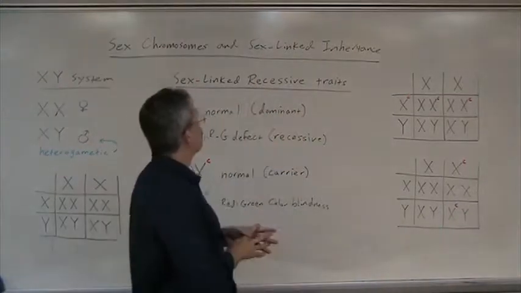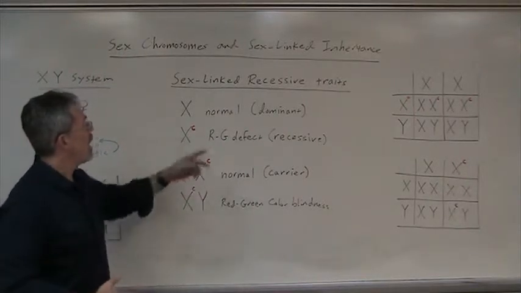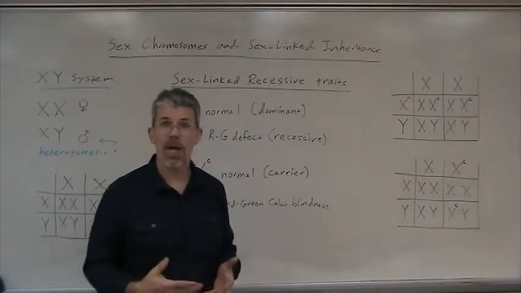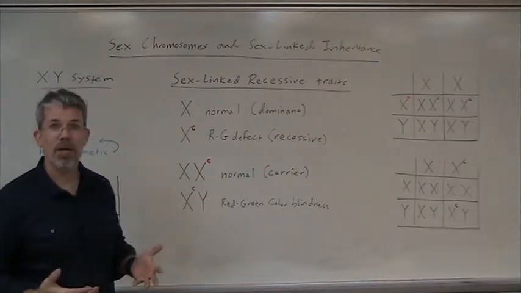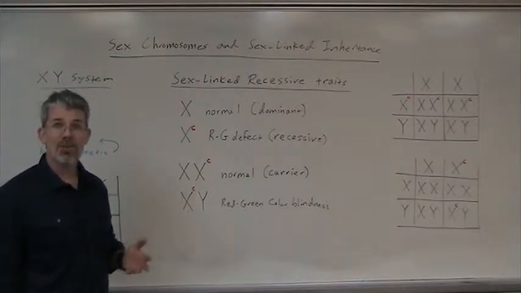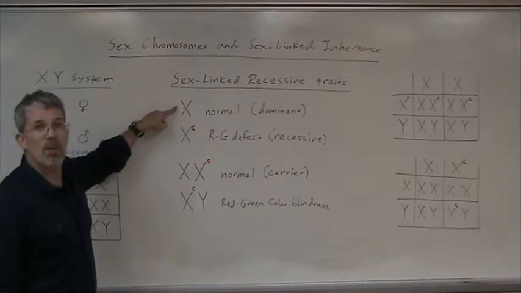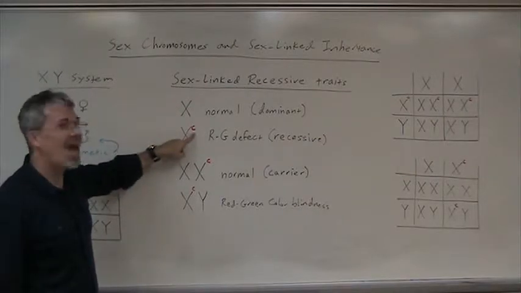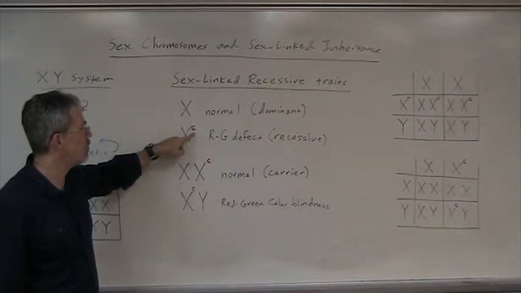Now, genes that are located on the X chromosome are called sex-linked genes. Examples of sex-linked recessive disorders include red-green color blindness, hemophilia, and Duchenne muscular dystrophy. But we'll use red-green color blindness for our example. It's carried on the X chromosome and it's a recessive gene. So here is an X chromosome with the normal gene, which is dominant, and here is an X chromosome tagged with the recessive allele for red-green color blindness, which is recessive.